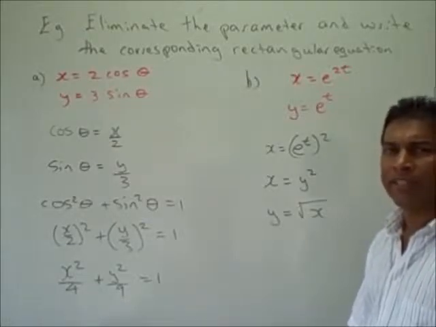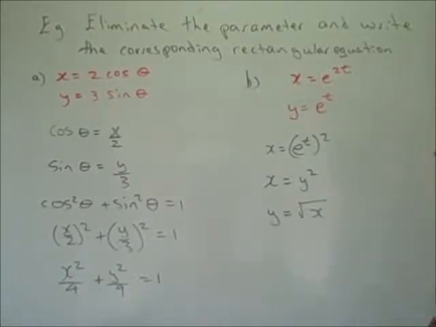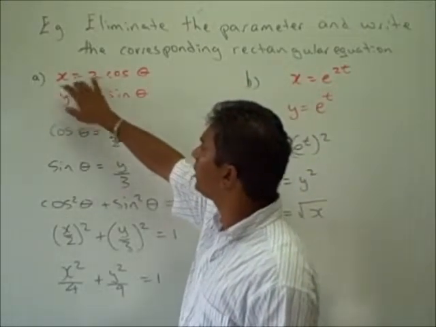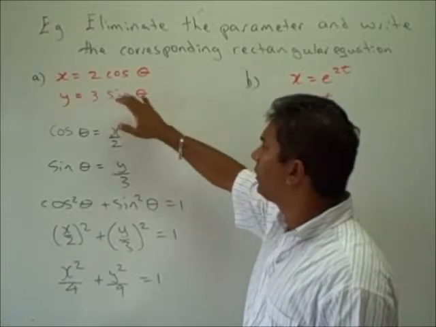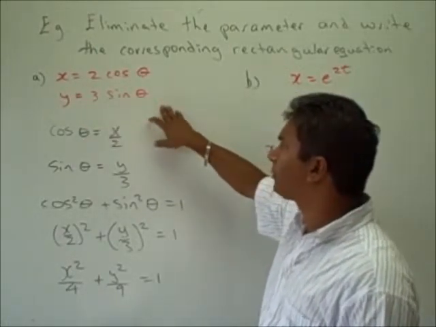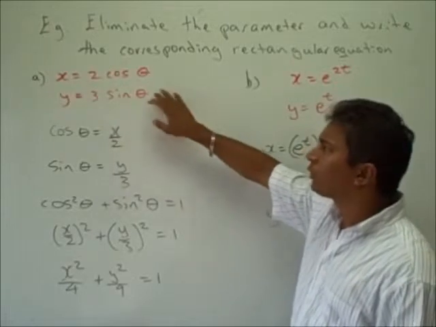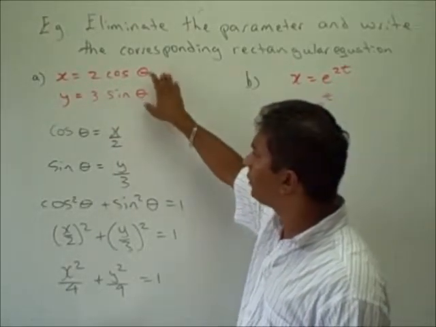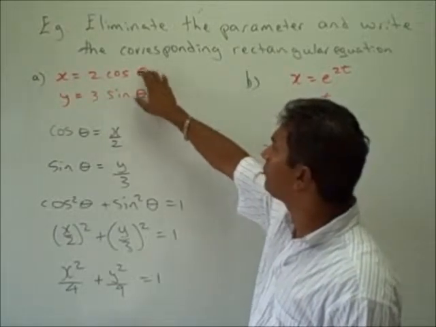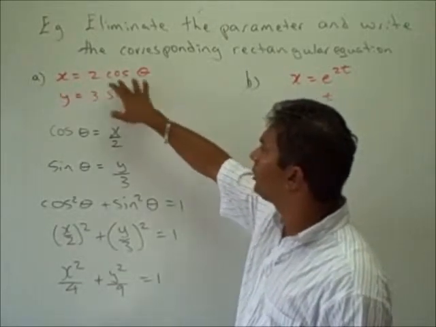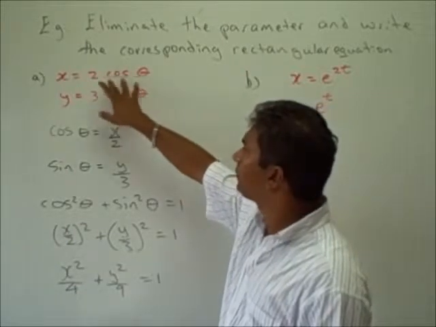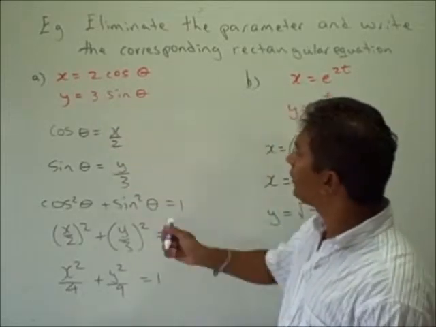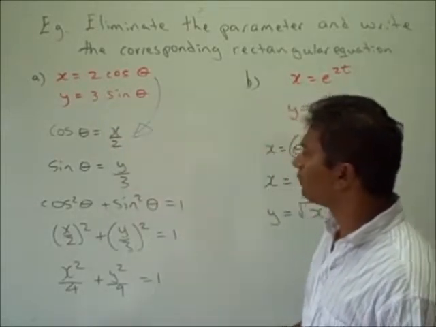Here we have another couple of examples of eliminating the parameter of two parametric equations. In our first example, we have x is equal to 2 cosine theta and y is equal to 3 sine theta. When we have our parametric equations written in terms of trig functions, it's best to first rewrite these equations in terms of the trigonometric functions. So here we're going to solve for cosine theta. To solve for cosine theta, we divide both sides by 2. So cosine theta ends up being x over 2.